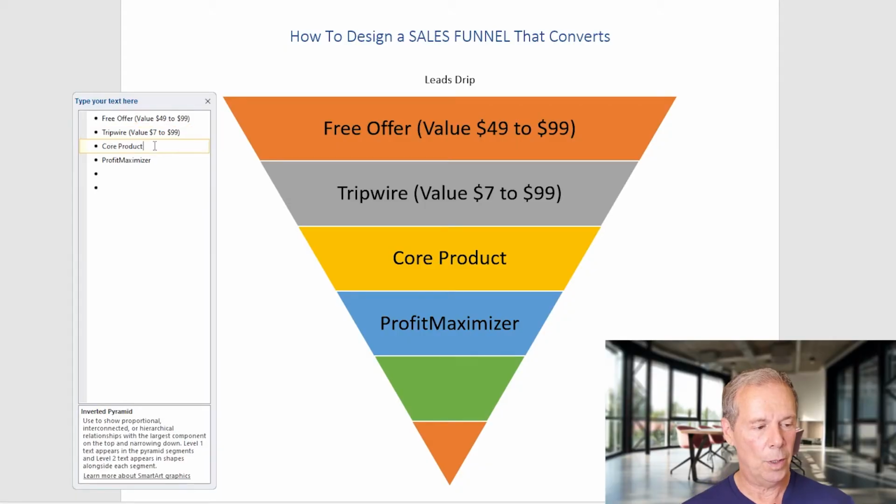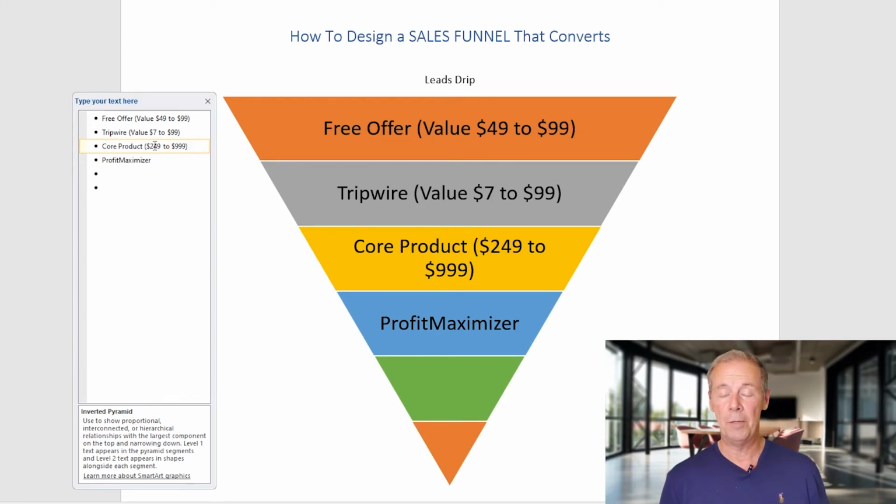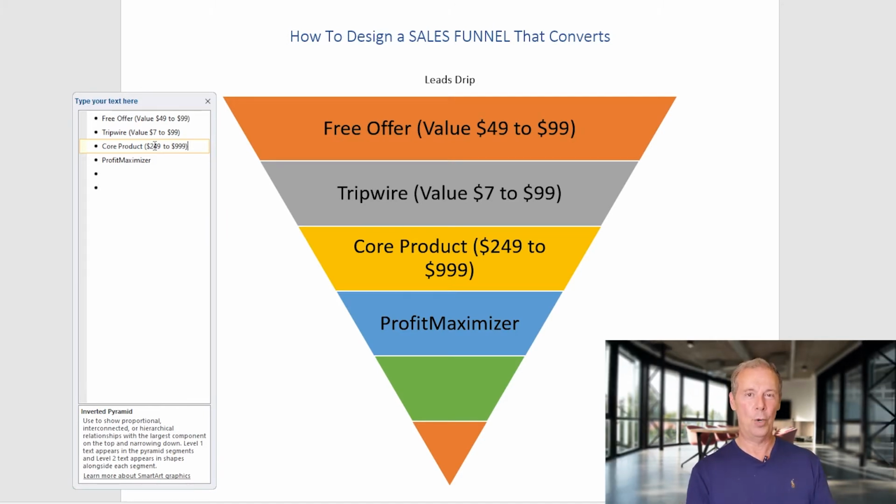And then when you graduate them to core product, I'm going to suggest that that core product be somewhere $249 to say $999. And this is where you're probably going to make the most profit. It's the product or service or training or whatever it is you're doing that people are purchasing the most. That's why we call it core product. It's like our business is built on this specific product, which is our brand, if that makes sense.